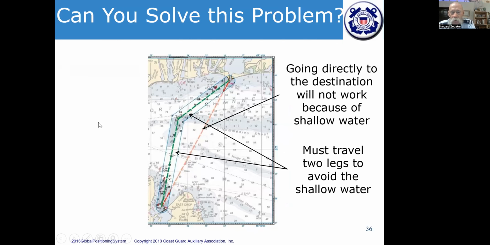So Doug and Dane introduced you to the basics of navigation, but now comes the nitty-gritty. How do you actually solve the problem? Okay. Easy to say, easy to see when the lines are on the chart. How do you put the lines on the chart?